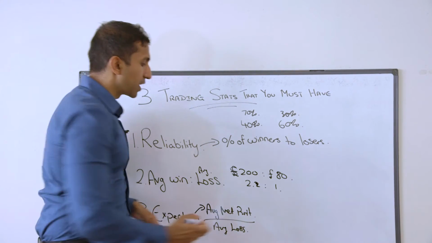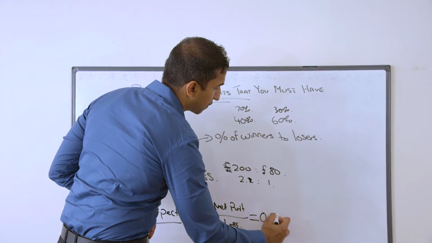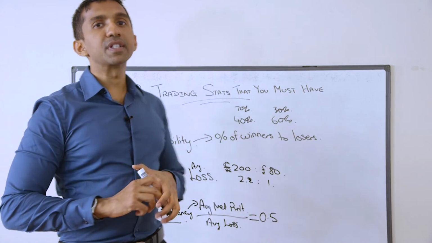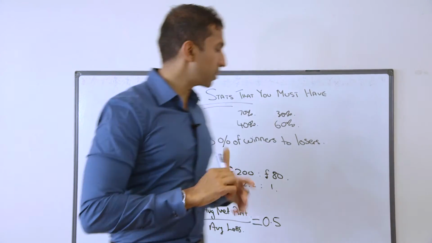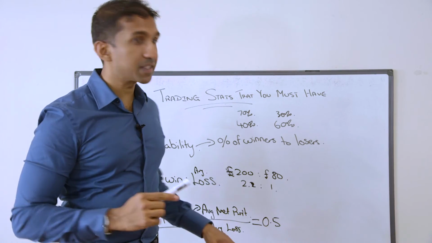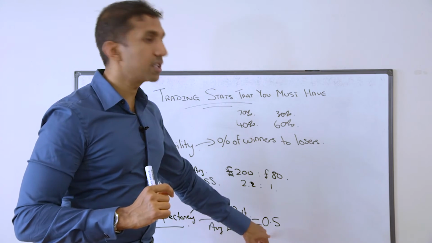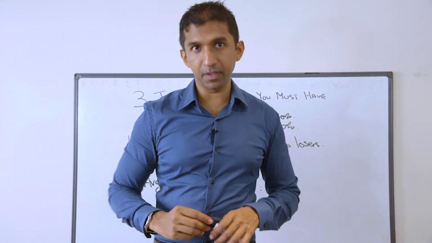Now, what does this figure actually tell you? For example, say you had something like 0.5 from that calculation. What that is telling you is how much each of your trades is making. Through the expectancy formula, which is a normalization factor, it's saying that each trade is making you, let's say, 0.5% profit.